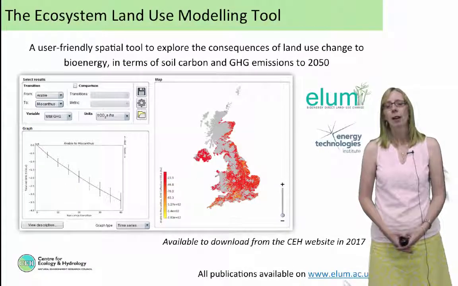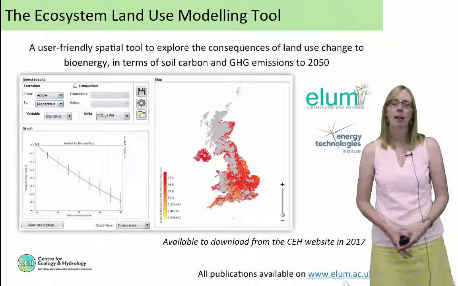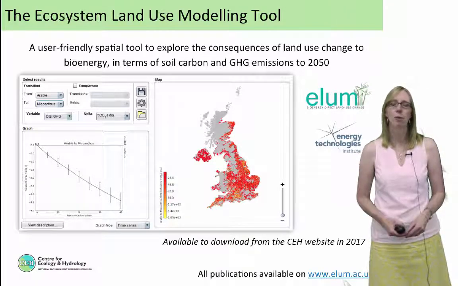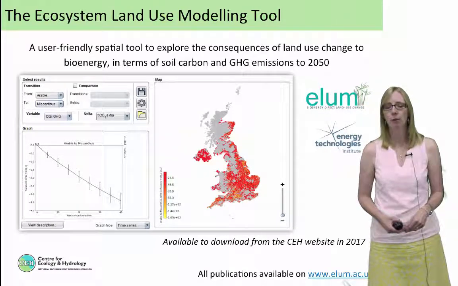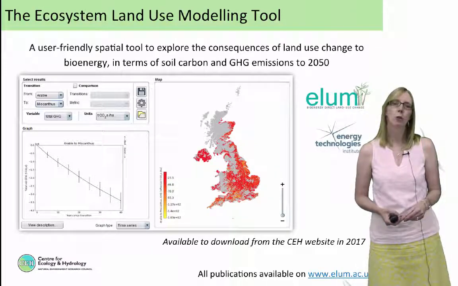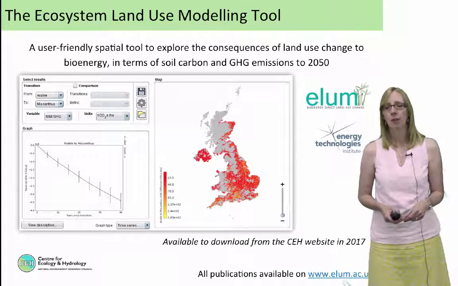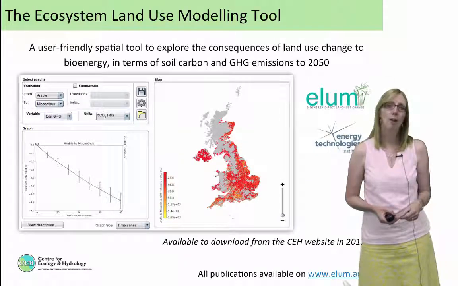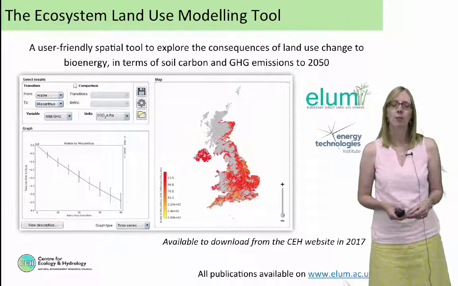Okay, so I want to talk to you now about the ecosystem land use modelling tool. And this is a model which has been produced by the University of Aberdeen through this ELAM project led from CEH. And the tool is a user-friendly spatial tool to explore the consequences of land use change to bioenergy in terms of the soil carbon and greenhouse gas emissions, and predict those impacts through to 2050.